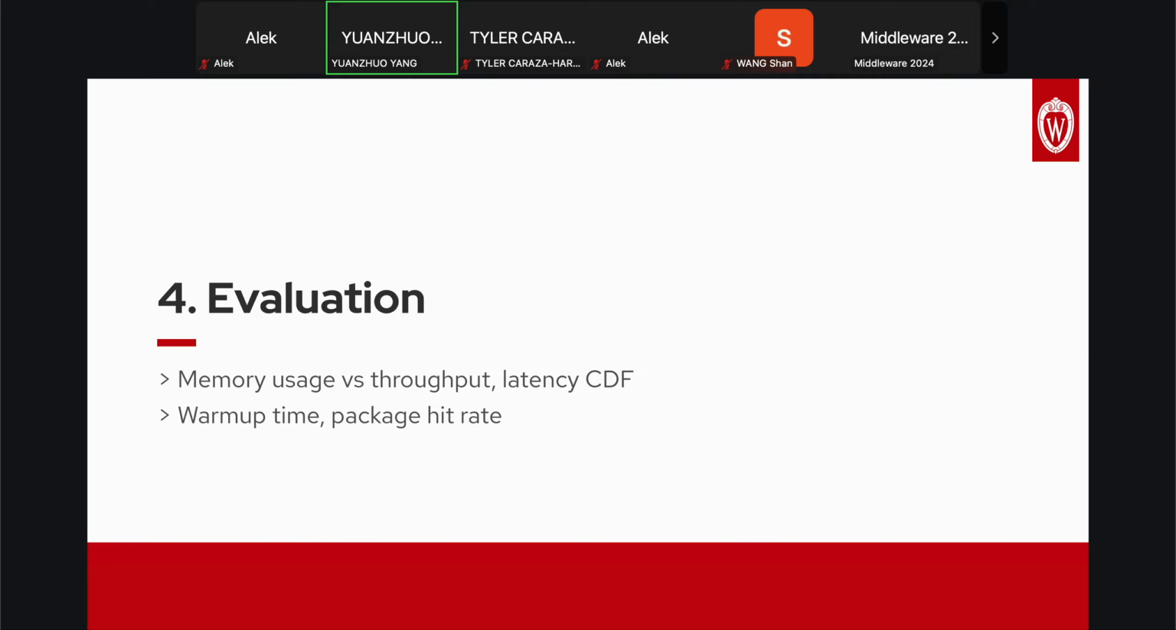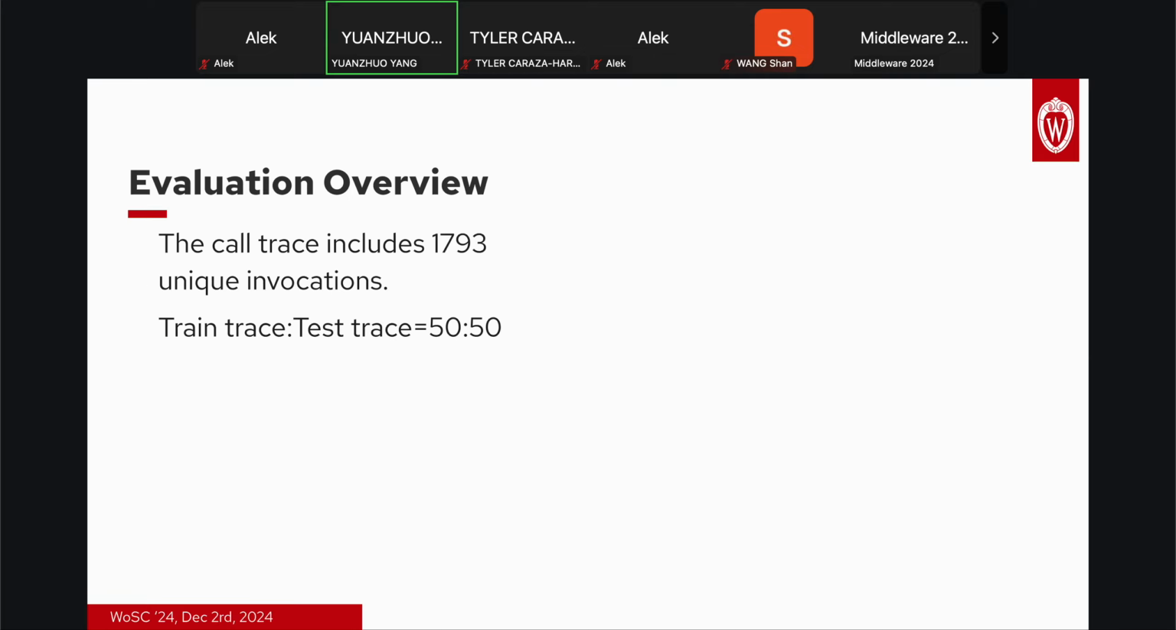Okay, finally, I will talk about our evaluation. I will first introduce our workload. The call trees include almost 2,000 unique invocations, and train and test trees are half split. We run the Forklift algorithm on the train trace and play the test trace on OpenLambda with 5 threads concurrently.